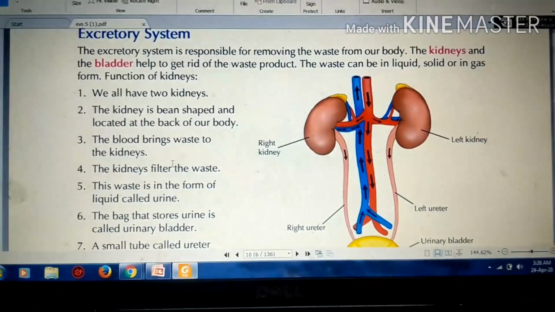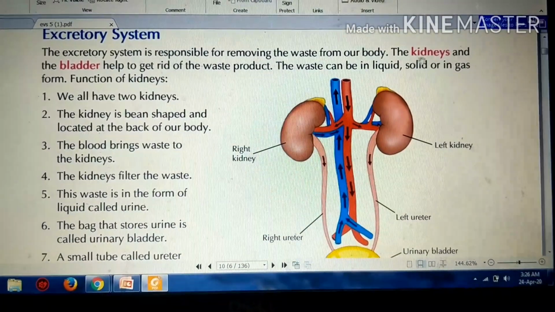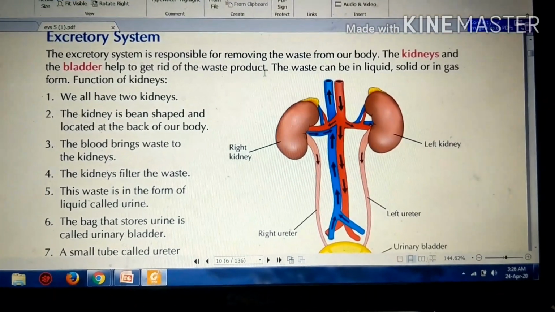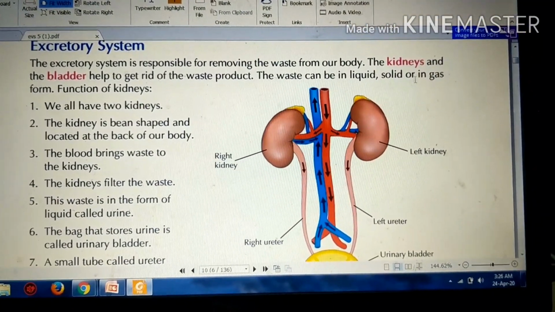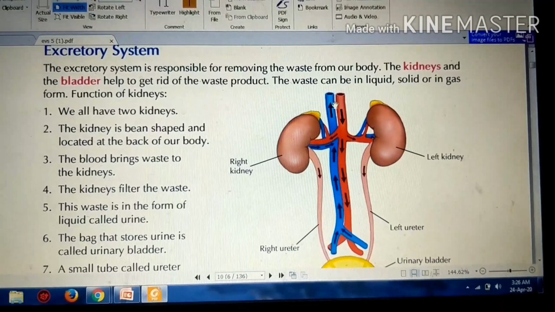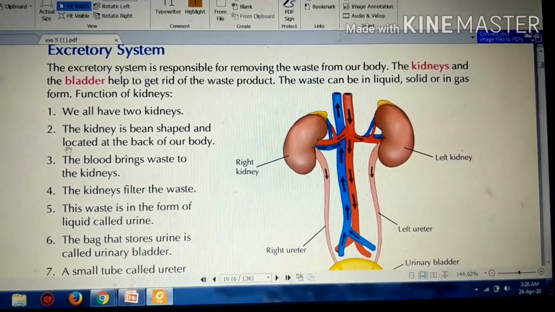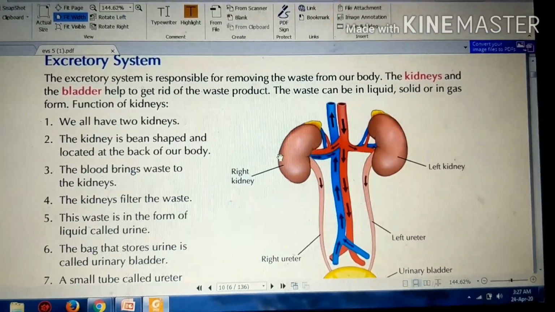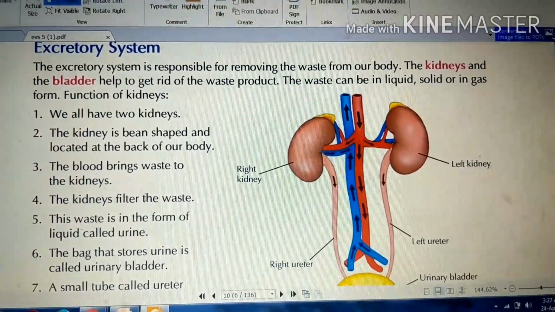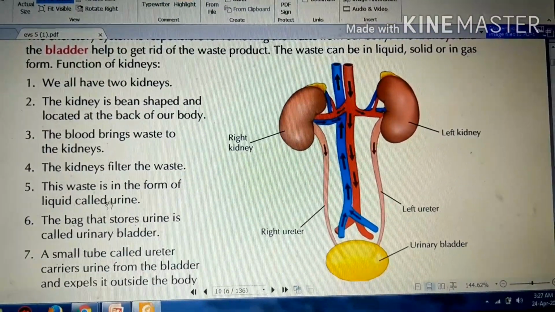So what is the excretory system? The excretory system is responsible for removing waste from our body. The kidneys and the bladder help to get rid of the waste products. The waste can be in liquid, solid or gas form. Now the functions of the kidneys. We all have two kidneys, as we can see. The kidney is bean shaped and located at the back of our body. The blood brings waste to the kidney. The kidney filters the waste. The waste is in the form of a liquid called urine.